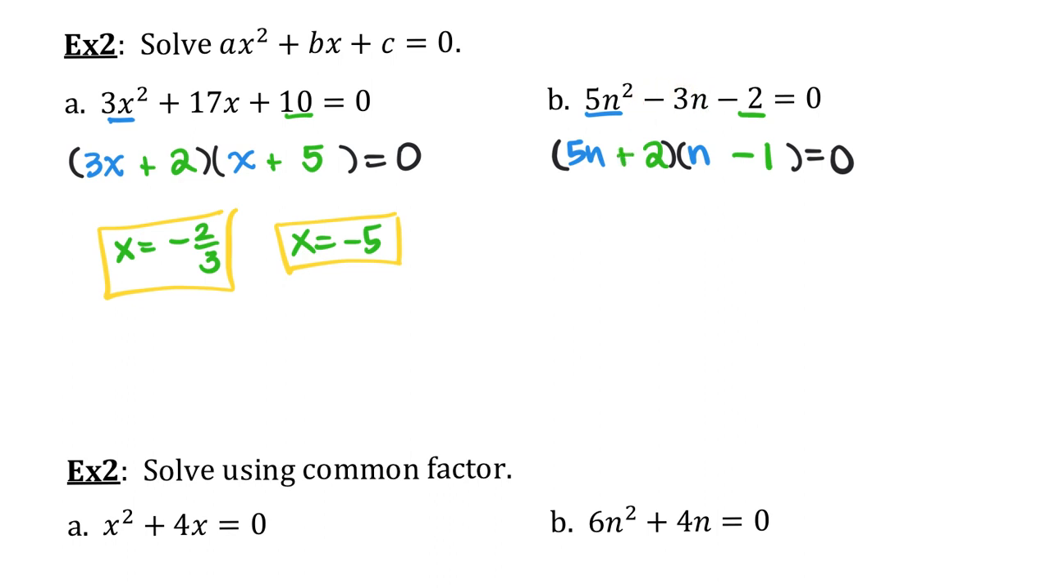Who knew? Okay, if you do it differently, as long as you have these two factors, you're good. Then solve for n. So I'm going to minus 2, divide by 5. And on this one, I'm going to do plus 1, so I get positive 1.